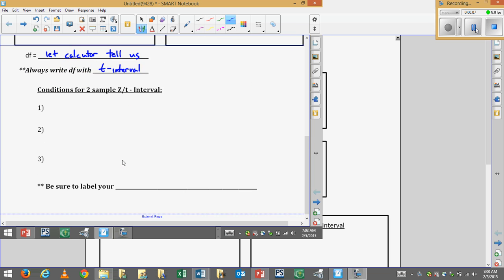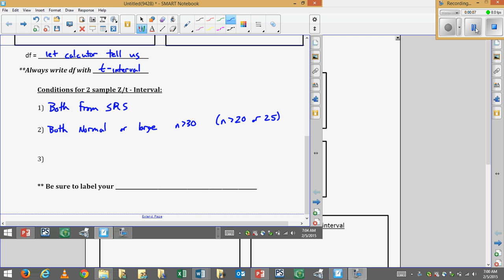All right? As is always the case whenever we do these intervals, there's always conditions. The first, we're going to make sure they're both from an SRS. The next one for us here is either they're both normal or large. And we've seen it before. 30 is a good cutoff. Some people would say maybe 20 or 25. But large samples allow us to use normality. We've seen that over and over again.